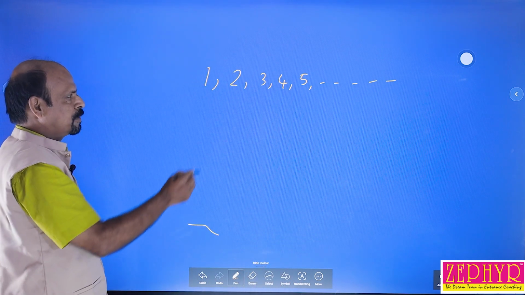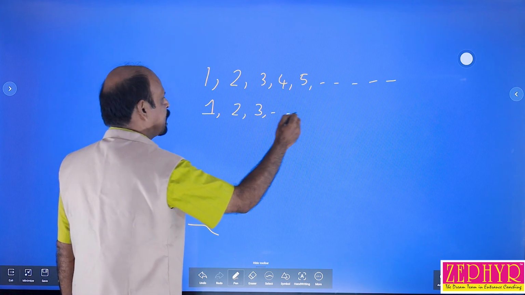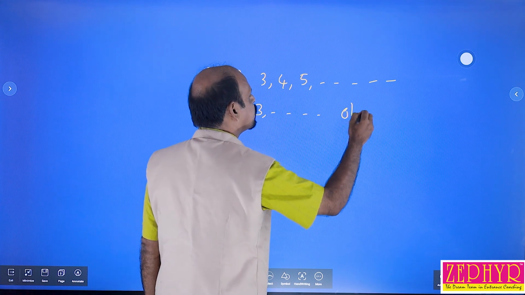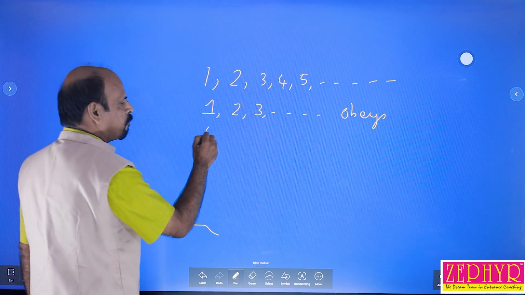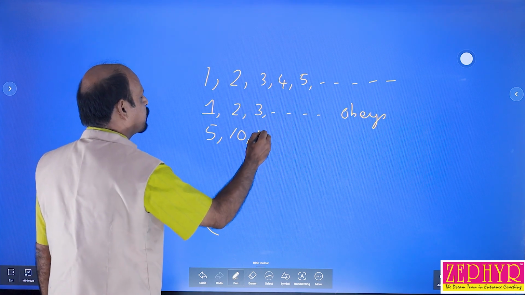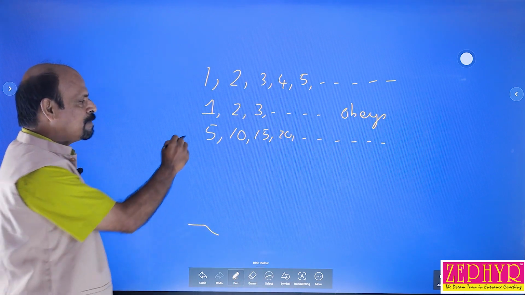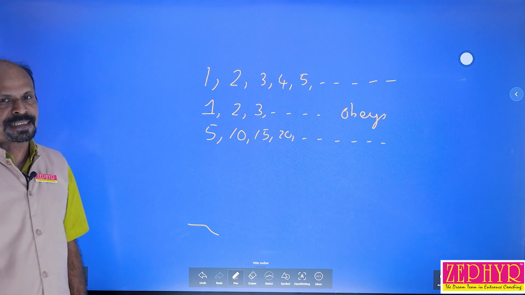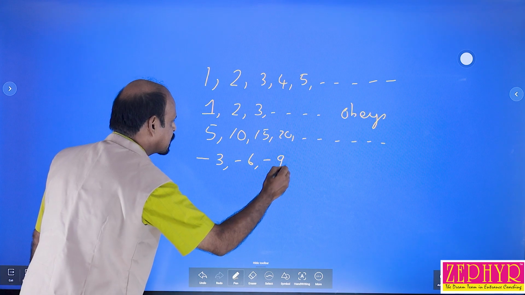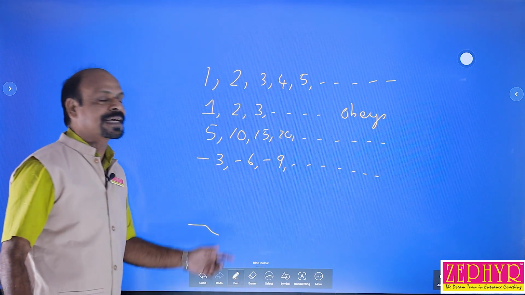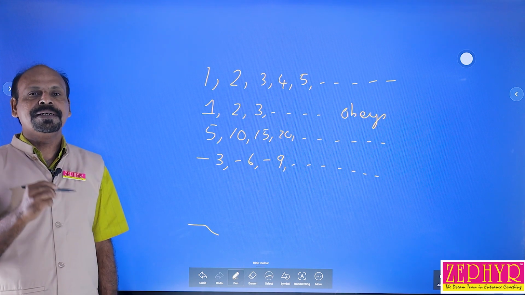It obeys a certain rule, because 1 is the first term, 2 is the second term, 3 is the third term, and so on. It obeys an order. So this is a standard example of a sequence. Similarly, 5, 10, 15, 20, etc. is another sequence, because the terms are constructed using a certain law. Similarly, we can write -3, -6, -9, etc. These are all standard examples of sequences.